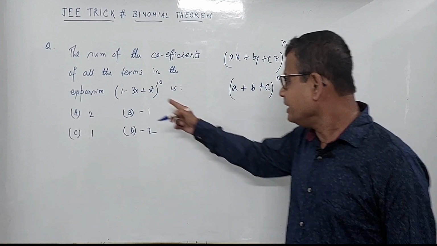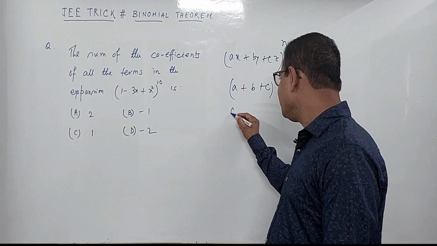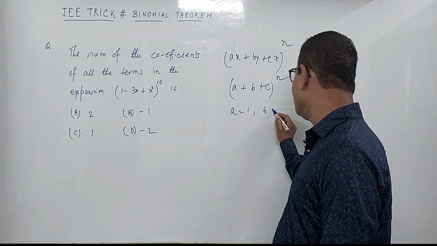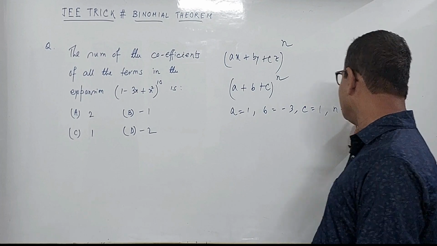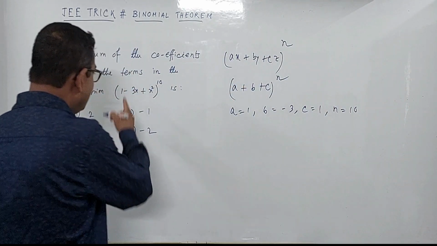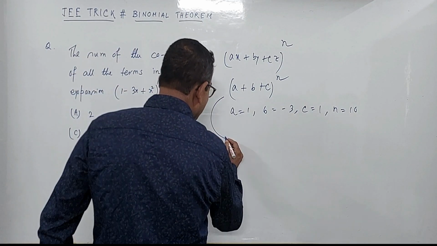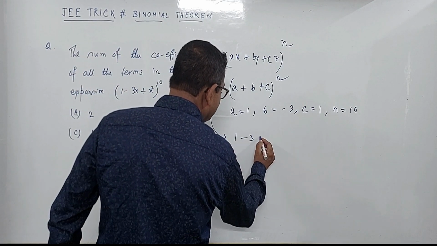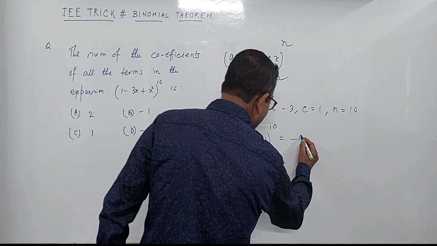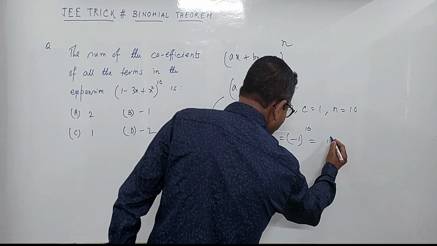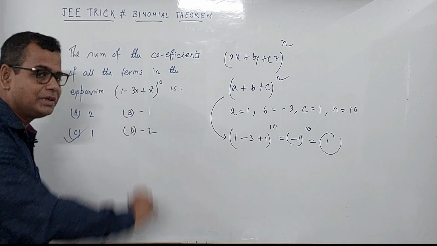Now, in the expansion (1 - 3x + x²)^10, here a equals 1, b equals -3 and c equals 1 and n equals 10. So, the sum of all the terms in this expansion is (1 - 3 + 1)^10, that is (-1)^10, that is 1^10, so we get 1 here. So, C is the right answer.